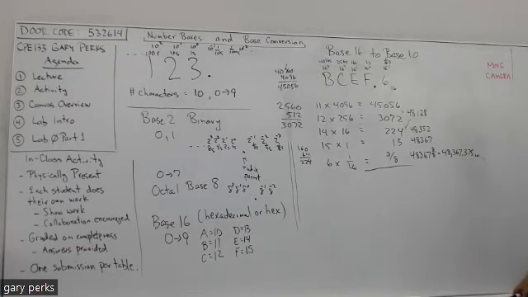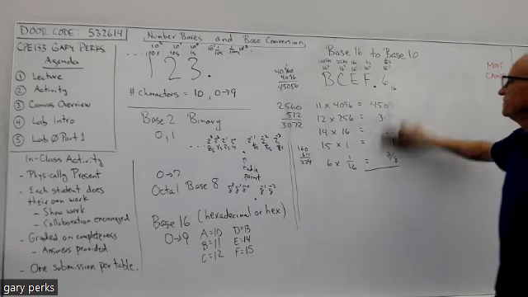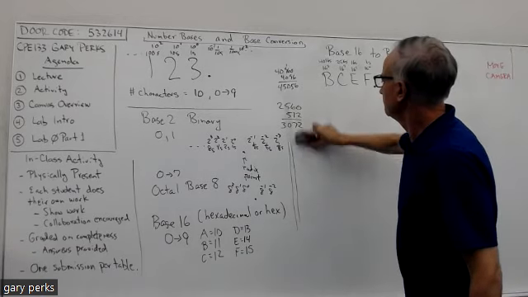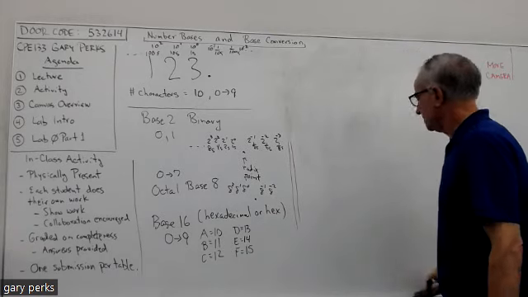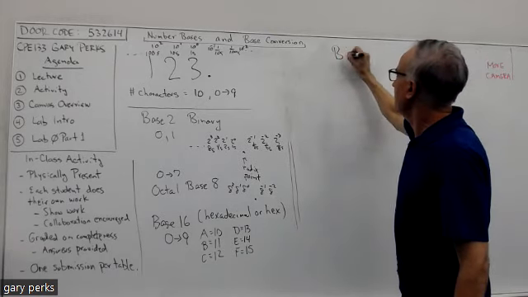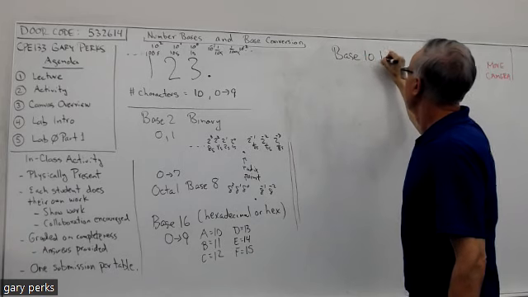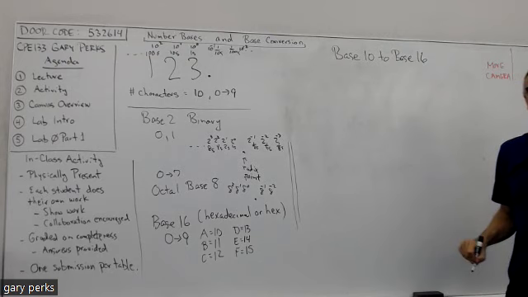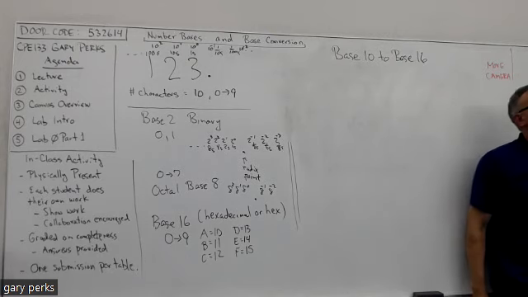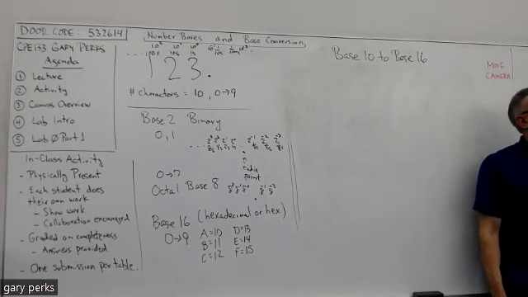Okay, how about, let's see, we did base 16 to base 10. How about base 10 to base 16? All right, so we go base 10 to base 16. All right, so give me a base 10 number, something again like in the tens of thousands. What do you want to see? It's your choice.